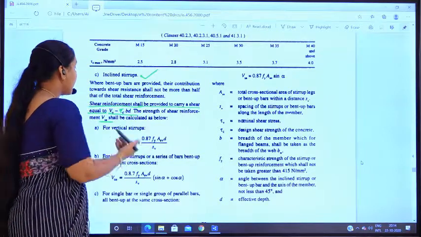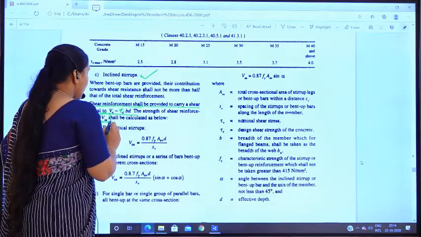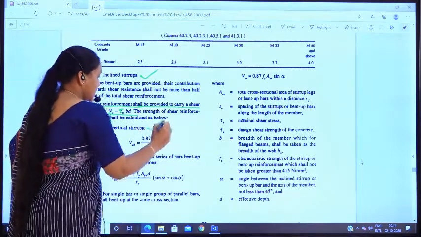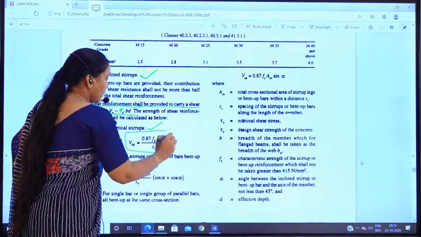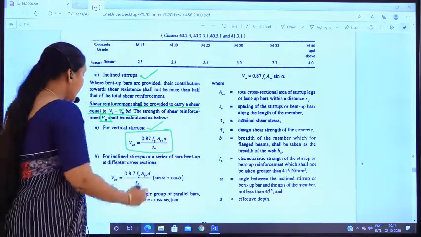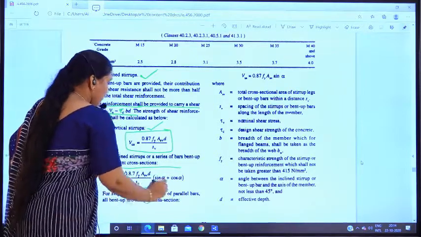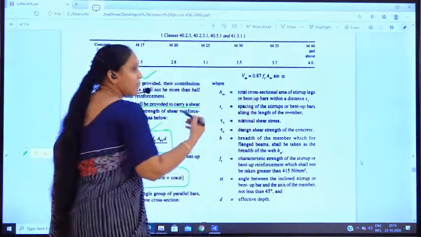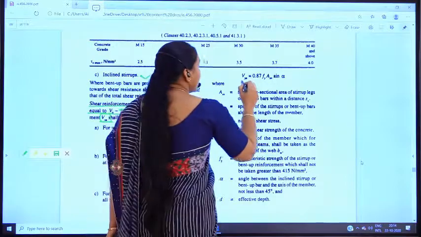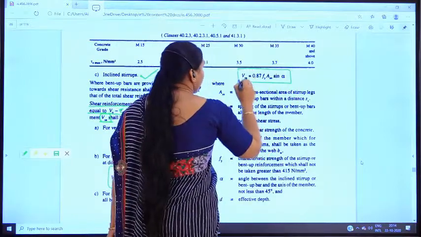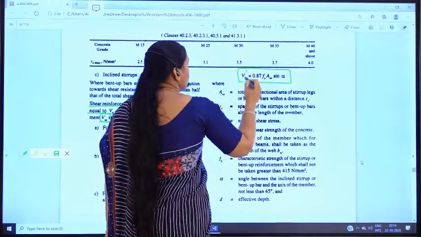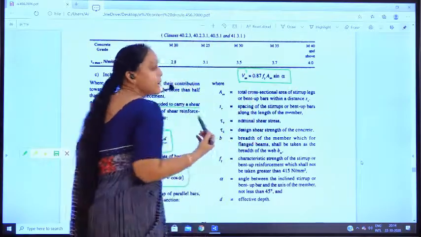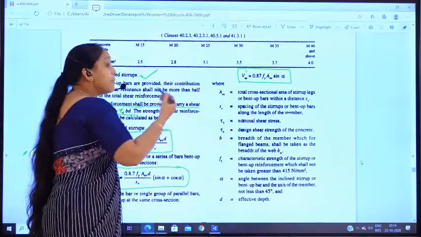And next, after calculating this, we have to design the shear reinforcement. So how will we calculate the spacing? If we are using the vertical stirrups, we have to use this particular equation, and if we are using the inclined stirrups, we can calculate the spacing by using this equation. And if we are using the bent up bars, we have to first calculate the VUS. Sometimes you can also call it VUS dash. This is meant only for the bent up bars and the remaining shear force.